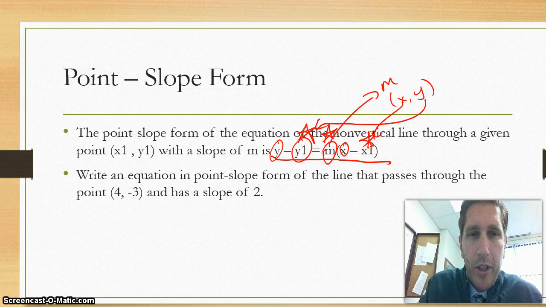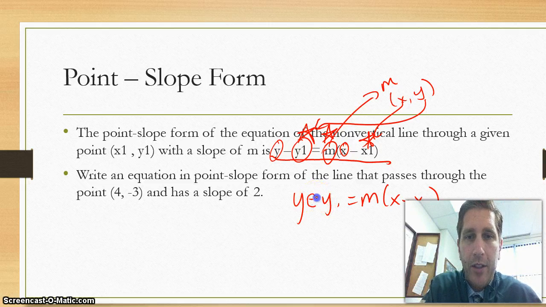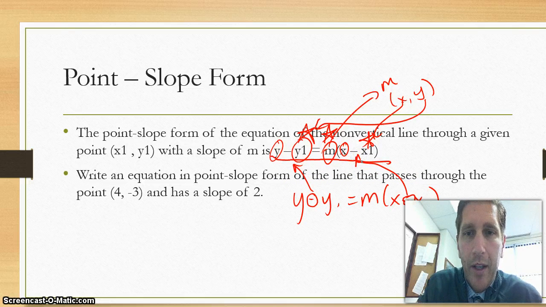Write an equation in point-slope form of the line that passes through the point (4, -3) and has a slope of 2. So let me rewrite the equation here. It's very important that you notice on this point-slope equation that these signs right here are subtraction. The formula tells us they are subtraction, so they may change, and you'll see why they change here in a second.